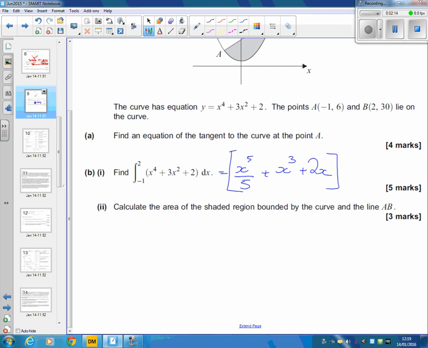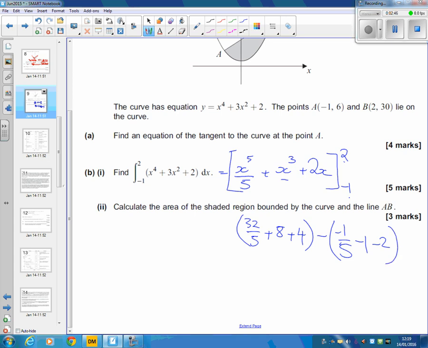Now we've got to put in the values 2 and minus 1. So we've got to do the number work here. 2 to the power of 5. 2, 4, 8, 16, 32. Is that quick? 32 fifths. Plus 2 cubed is 8. 2 times 2 is 4. Minus, put the minus 1 in here. Now then, you've got minus a fifth. You've got minus 1 and minus 2. Let's try and work this out.